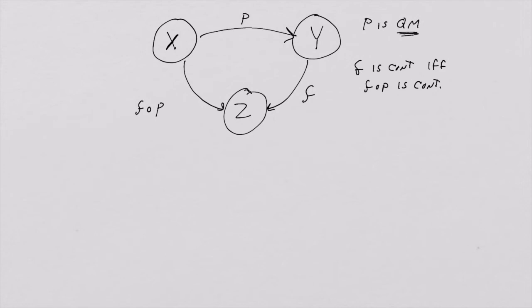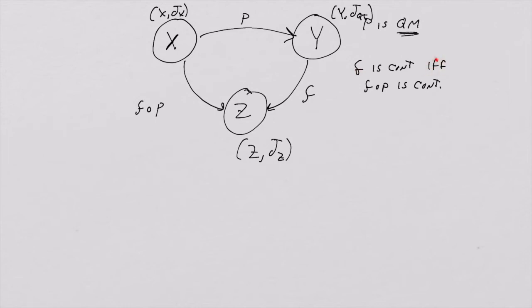Now, if P is a quotient map, remember that means that Y has the quotient topology. I'll write it that way. X has some topology, X and the topology of X. And Z has some topology, Z and the topology of Z. But Y, we have to make sure, has the quotient topology, right? So in order to show this kind of statement, you have to show two things. You have to show that if F is continuous, then F after P is continuous. And you have to show that if F after P is continuous, then F is continuous.